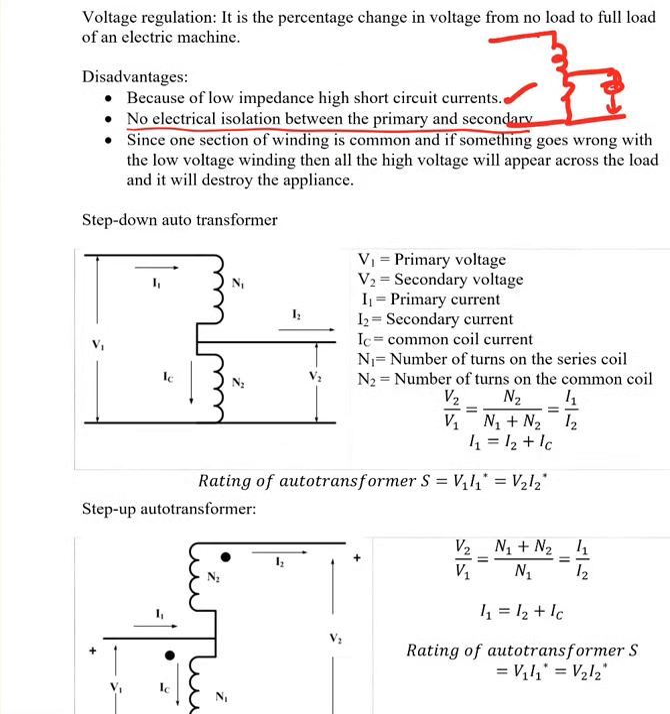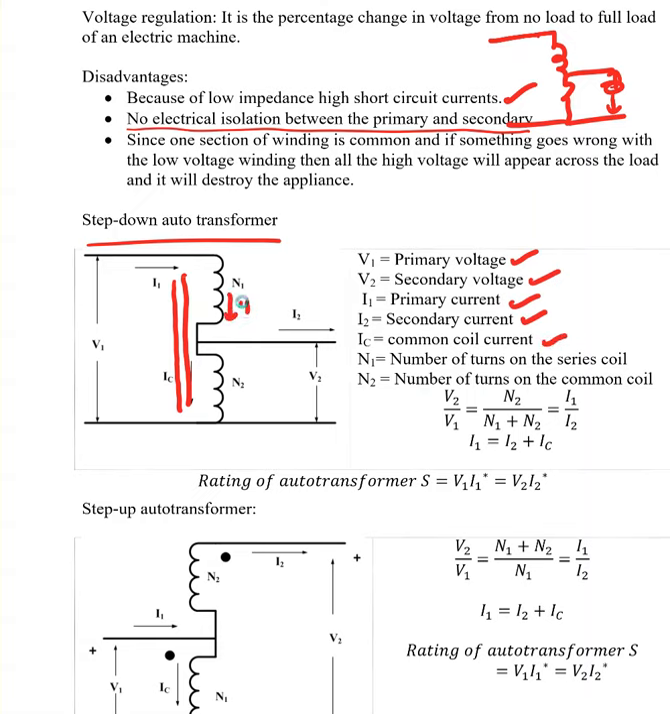So here is a step down auto transformer. The number of turns are the same as a single phase regular transformer. Ideal case, I'm going to draw two lines like that. V1 is the primary voltage. It is a step down auto transformer, by the way. V2 is the secondary voltage. I1 is the primary current. I2 is the secondary current. IC is the common coil current.